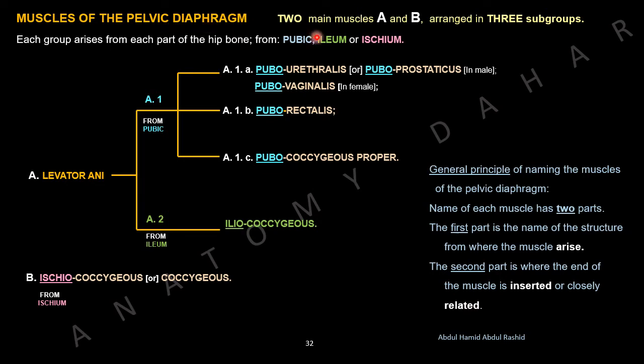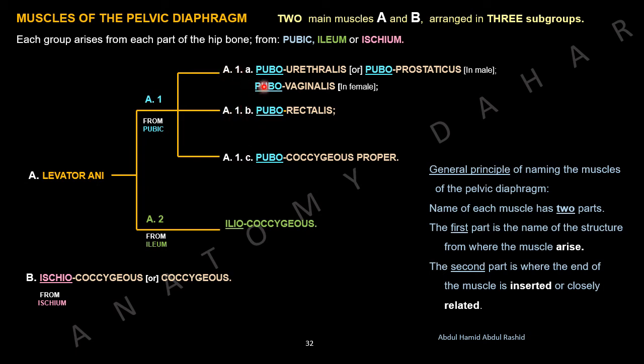The pelvic diaphragm is made up of two main muscles: A, the levator ani muscle, and B, the ischiococcygeus or coccygeus muscle. They are subdivided into three subgroups. Each subgroup arises from a part of the hip bone: the pubic part, the ilial part, or the ischial part. The levator ani group is again subdivided into two, A1 and A2. In the A1 group, the muscles come from the back of the pubic part, and A2 comes from the ilial part of the hip bone. Under A1, we have three sub-muscles: A1A, A1B, and A1C.